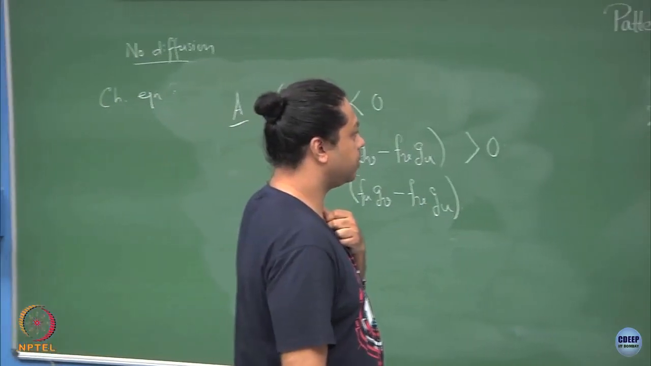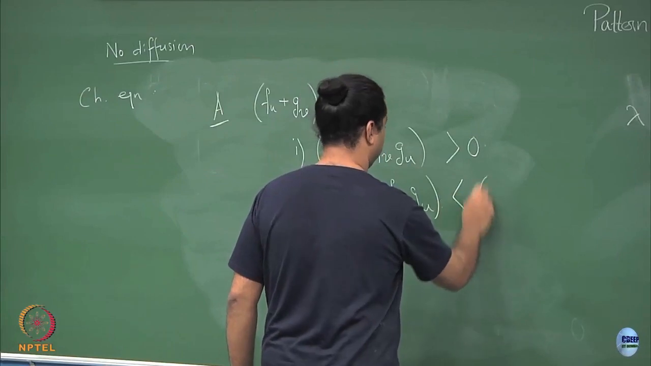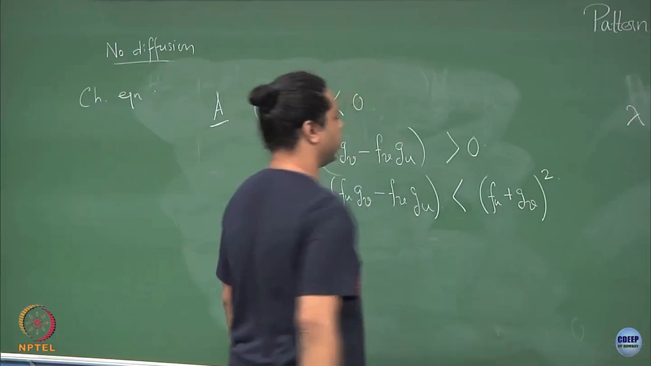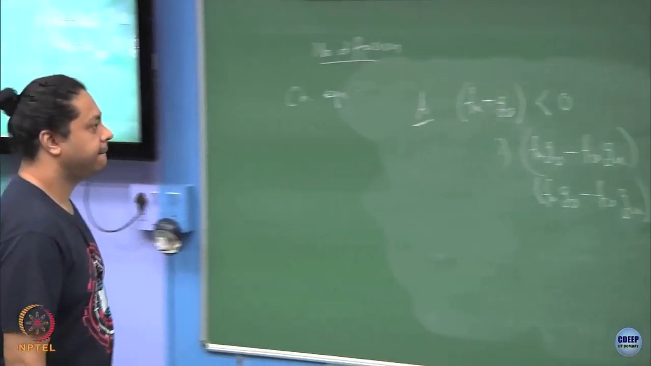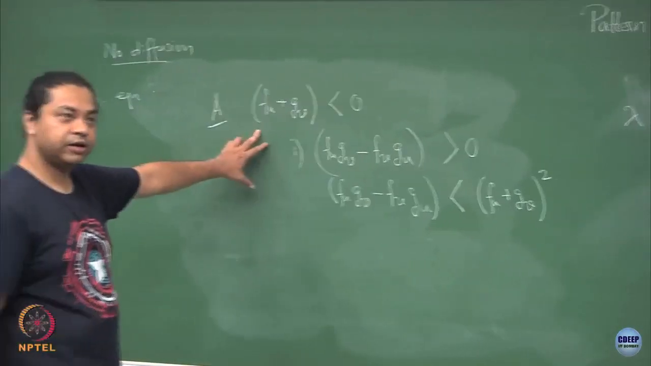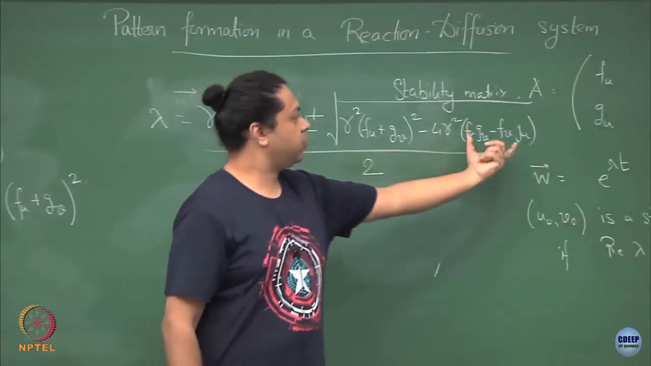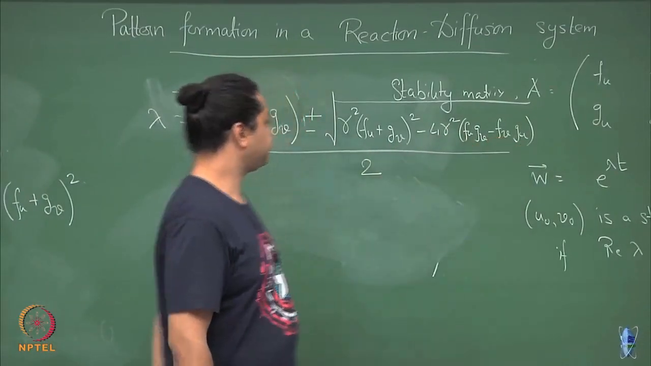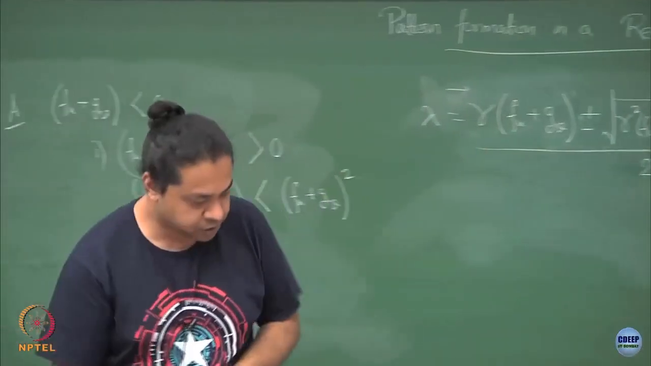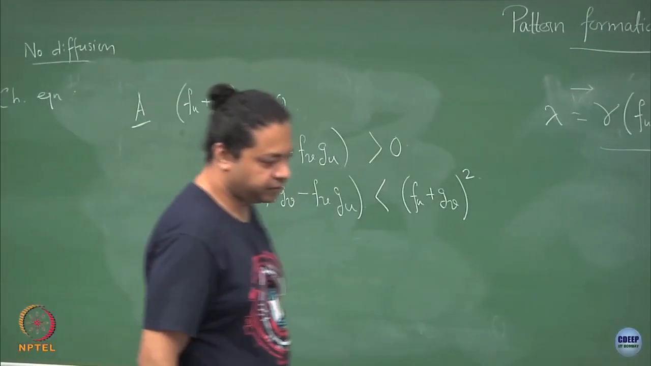And say that this is less than (f_u plus g_v) whole square. I think I have specified everything. So, if this was the condition, that this term is negative, this quantity in the bracket is positive and is less than this quantity, then what are the roots? Are the roots positive or negative under these conditions?